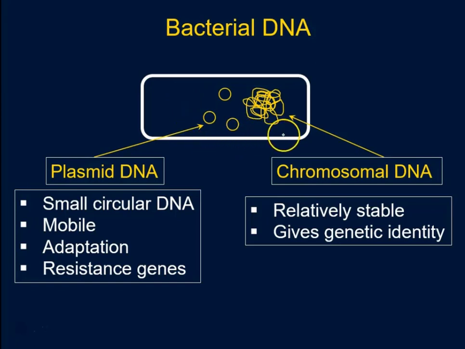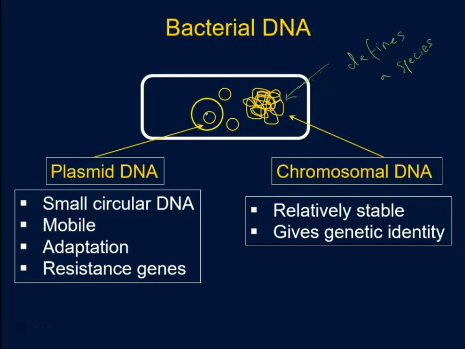So what are the differences? Well, the chromosomal DNA is relatively stable. This is the DNA that defines a species. So if you talk about, say, E. coli, then that E. coli has genes within this chromosomal DNA that are unique to it and are different from other bacterial species. So this gives the bacteria its identity.